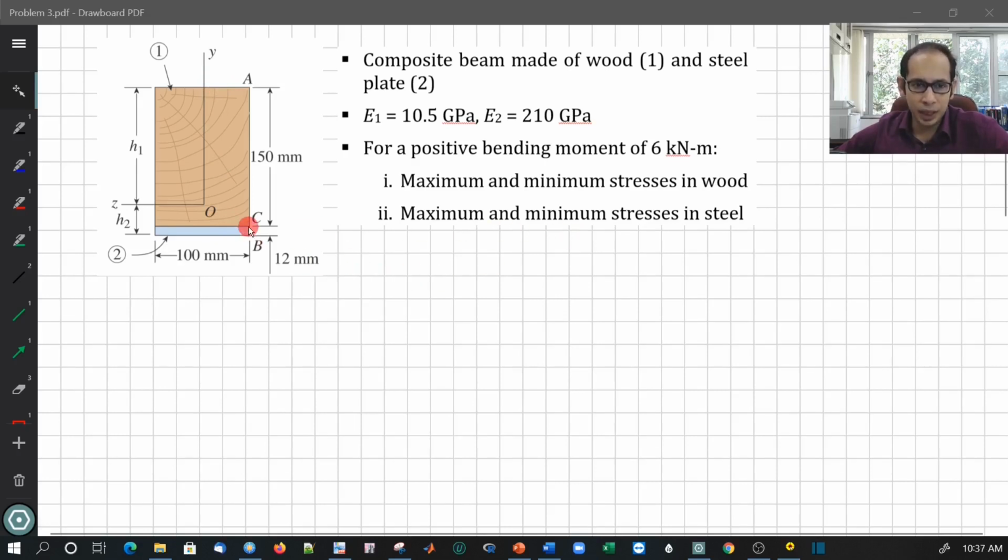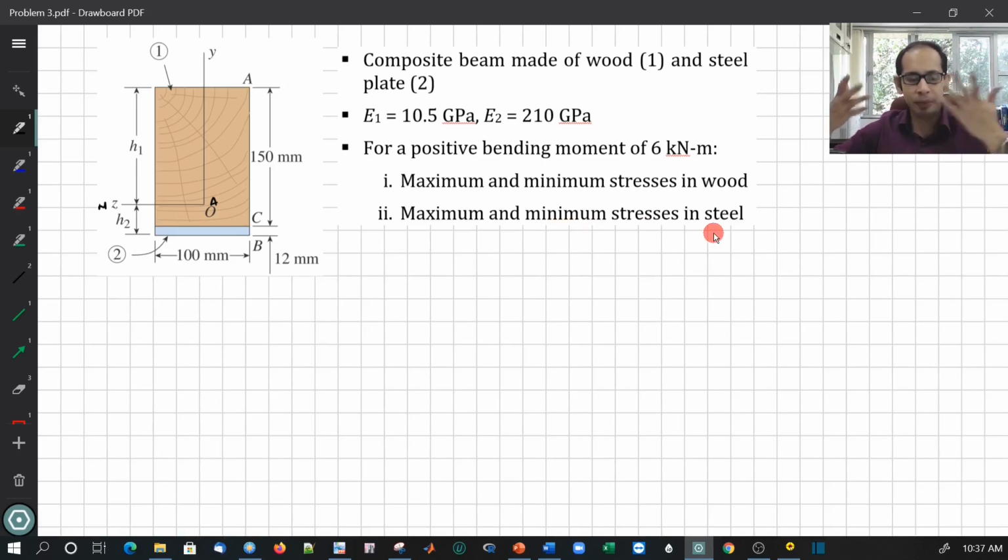For the steel, as you can tell, if I say that this is my neutral axis, along that particular line, then below that the whole beam will be in tension. So both the maximum and the minimum stresses in steel will be in tension over here, right?